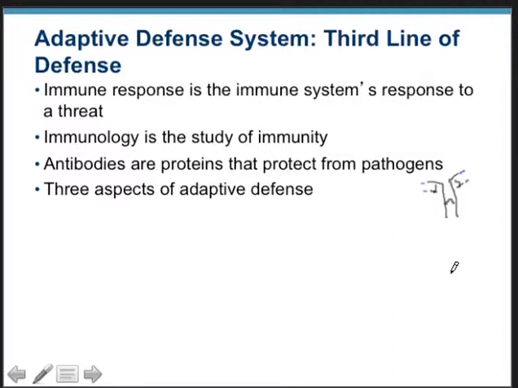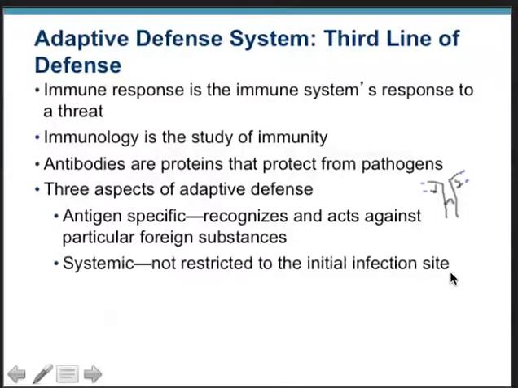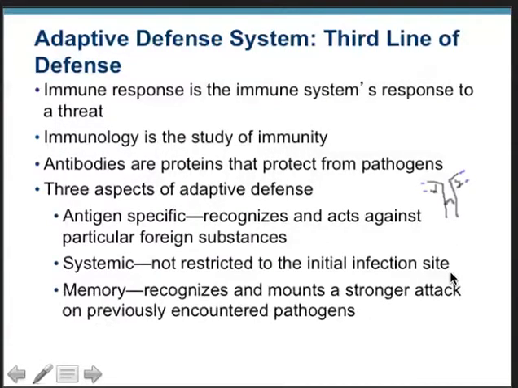So there's three aspects of adaptive defense. It's antigen specific, meaning that it recognizes and acts against particular foreign substances. It's systemic, so it's not restricted to the initial infection site, and it has memory, meaning that it recognizes and mounts a stronger attack on previously encountered pathogens so that we don't get sick with the exact same strain of pathogen a second time.